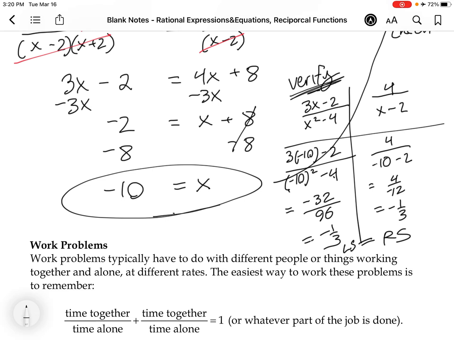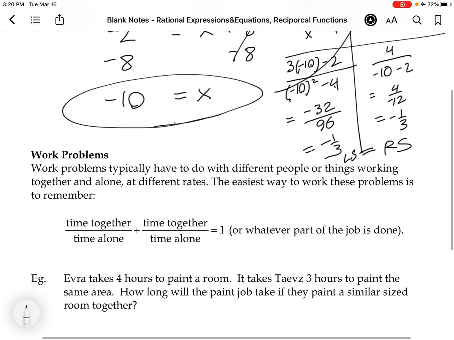Okay, so I'm going to stop here today. Tomorrow, or not tomorrow because tomorrow is the weekend, on Monday, we will look at applications of rational equations and complete the rest of this work.